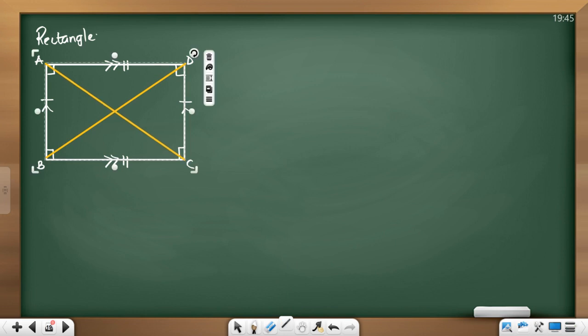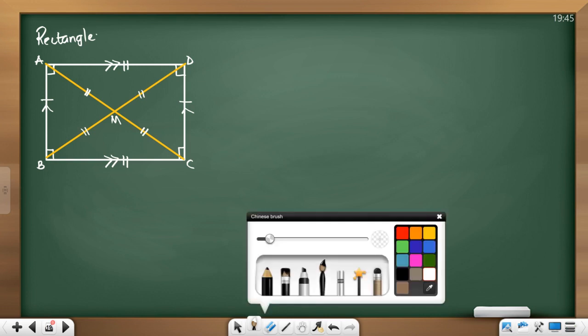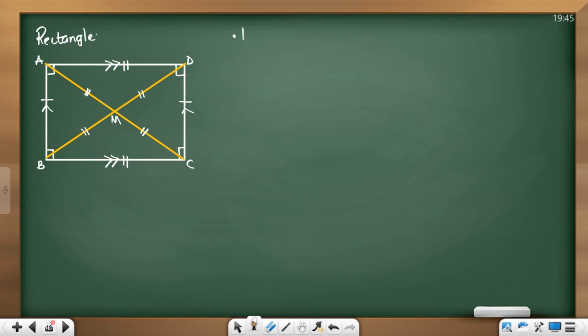What is unique about this particular one? Let's call this M. This is equal to this. But that's not all. That same length is equal to that. The diagonals bisect each other accurately when it comes to a rectangle. Let's start by saying that each angle is 90 degrees. And that makes the product of their gradients equal to what? Negative 1. So MAB times MAD.